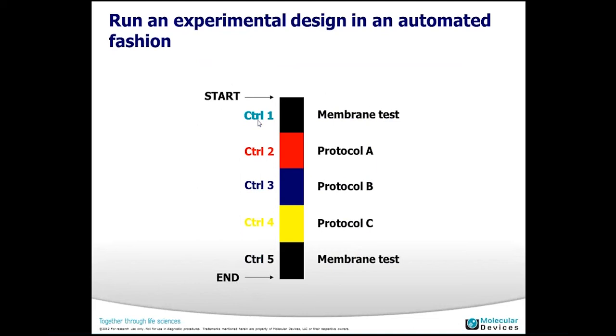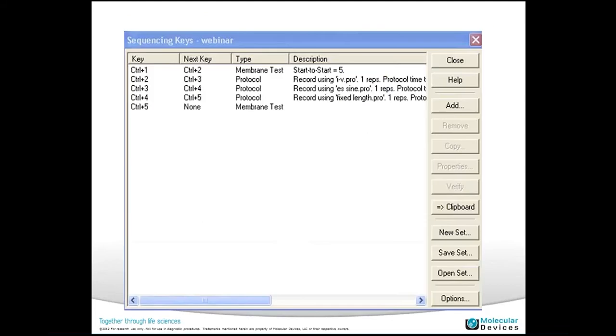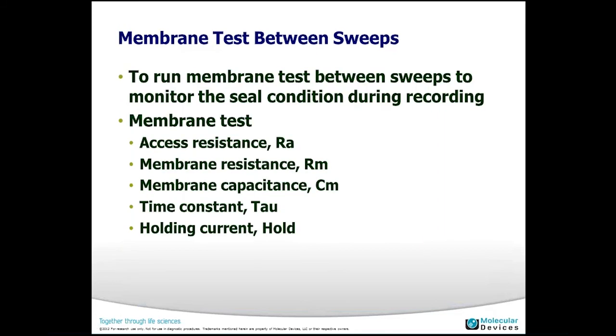So this is the way that it allows you to have an automated fashion of running your experiment. Now this is the sequencing key dialog where you can set up Control 1, go to Control 2. Control 1 is the memory test, Control 2 is protocol A, and then after that go to Control 3. So I also have a demonstration for you after this, right?